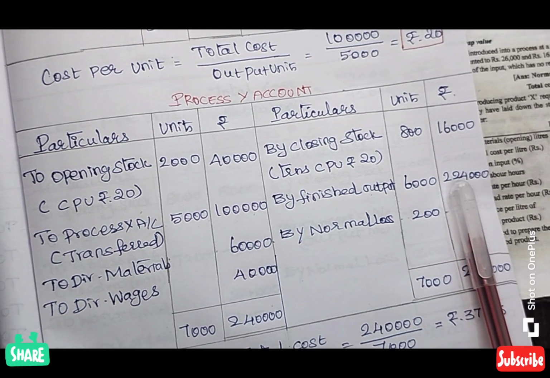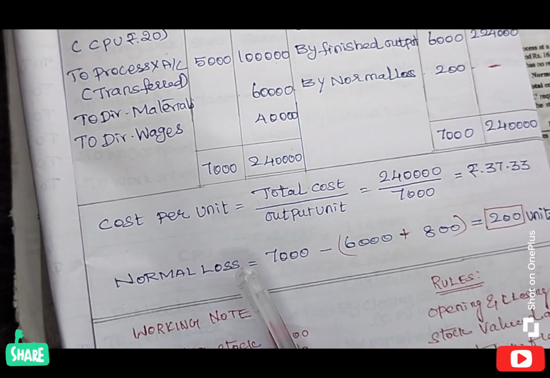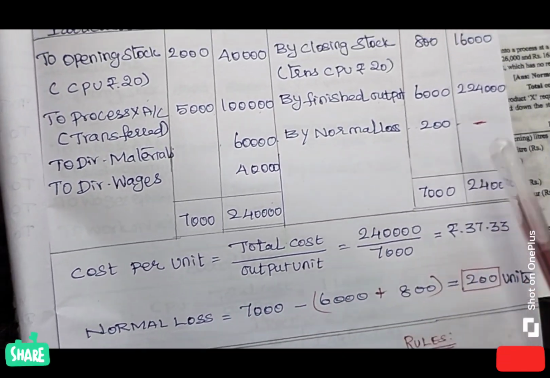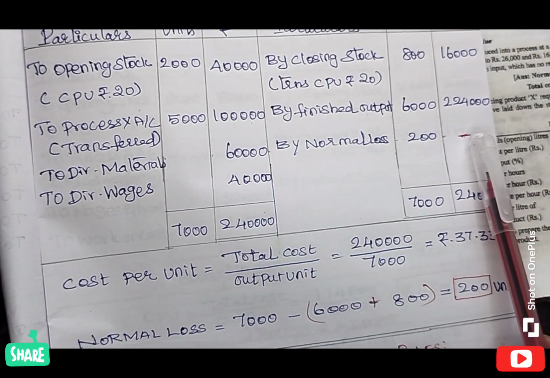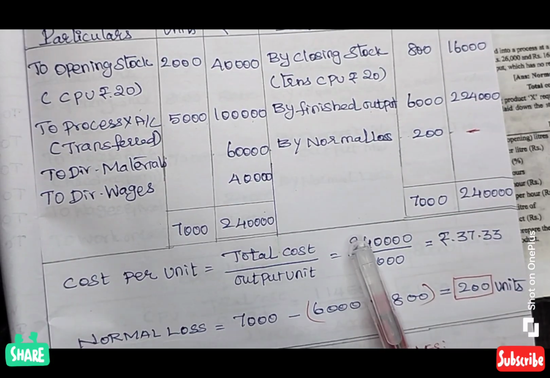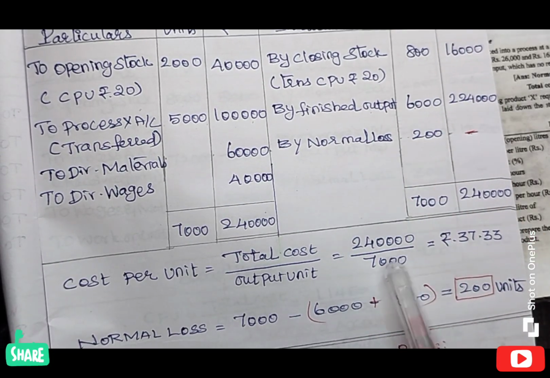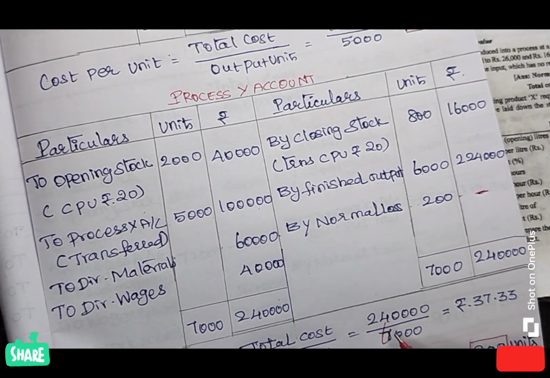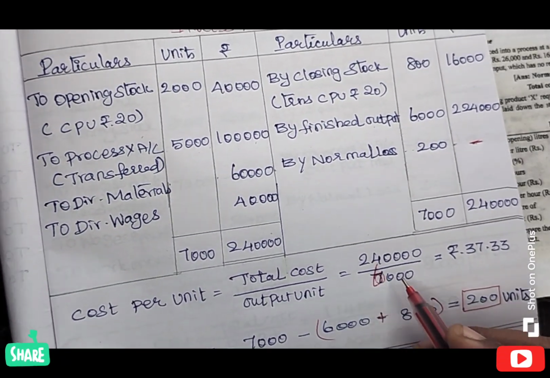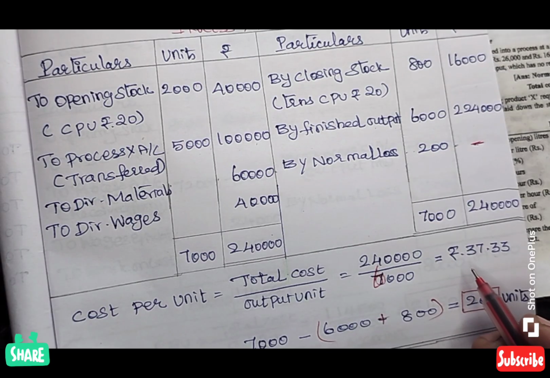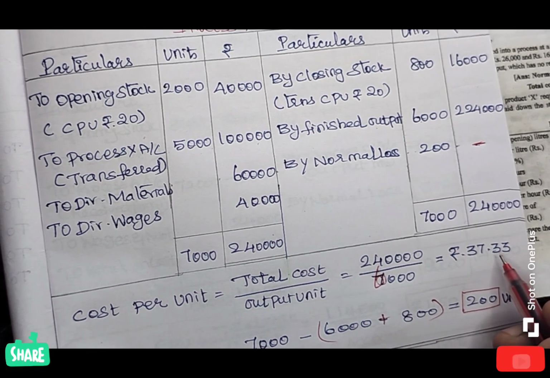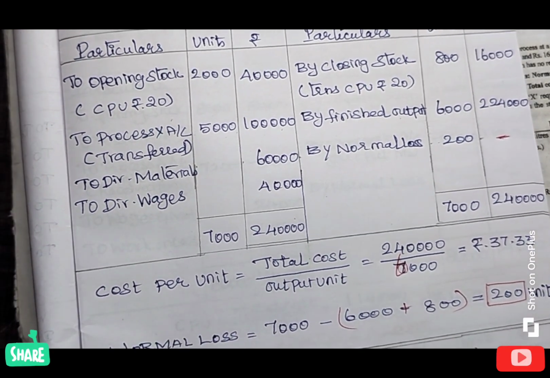Entered. Now we are going to find the cost per unit. What is the cost per unit formula? You know very well: total cost divided by output. What is the total cost at the end of process Y? The total cost is 2,24,000 rupees. What is the output? The output is 6,000 units. After canceling, what do you get? Cost per unit is 37 rupees 33 paisa. Do you have any doubt? Please comment. Thank you. Take care.